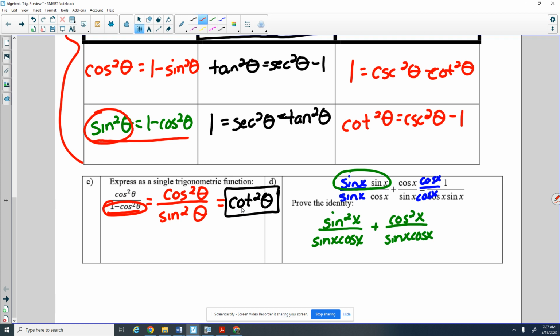And then on the other side, I'm just going to leave what I have. So I have 1 over cosine x sine x. So now I'm going to add the two green fractions together, keep my common denominator, and I'm going to add the numerators, which aren't like terms.